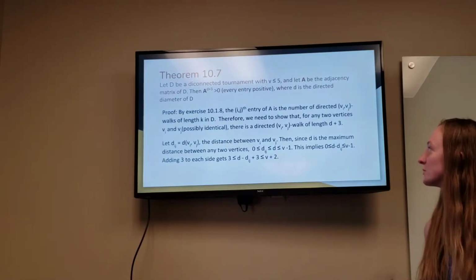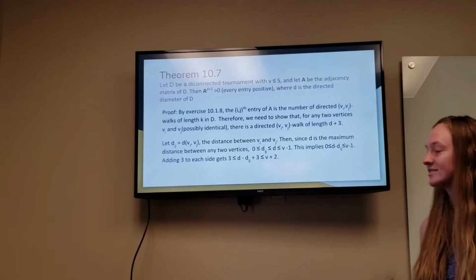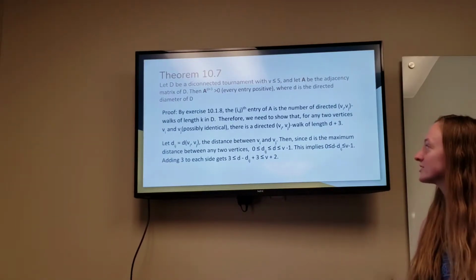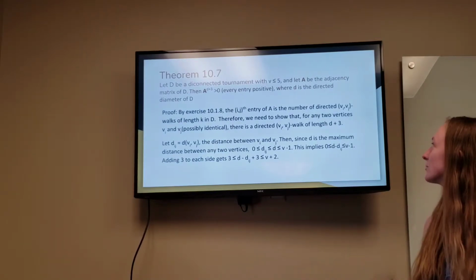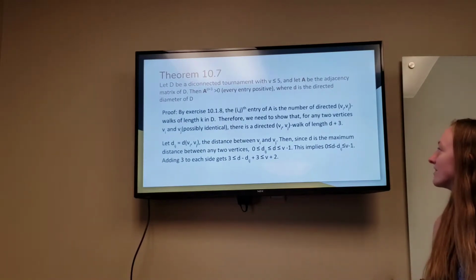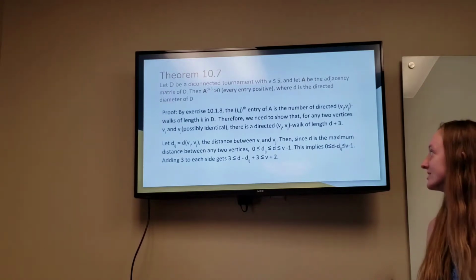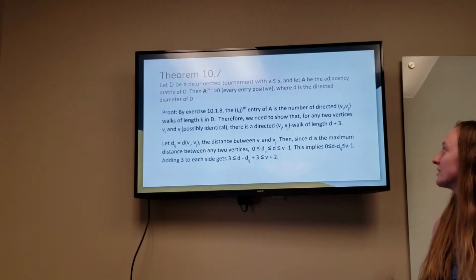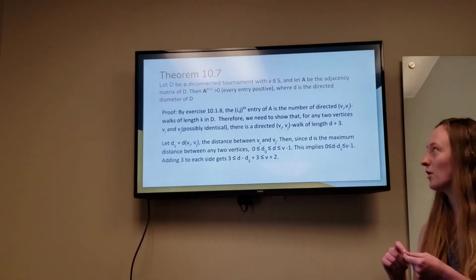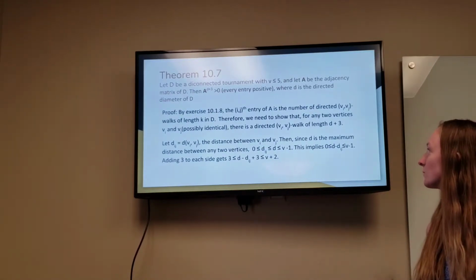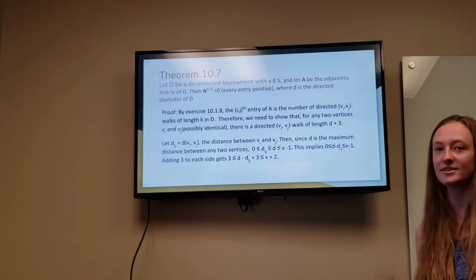So to prove this, we're going to use a few exercises and a previous theorem. By exercise 10.1.8, the ijth entry of A to the k is just the number of directed vi, vj walks of length k in D. So to prove this theorem, we just need to show that for any 2 vertices, and they could be the same one, there's a directed walk from one to the other of length d plus 3.